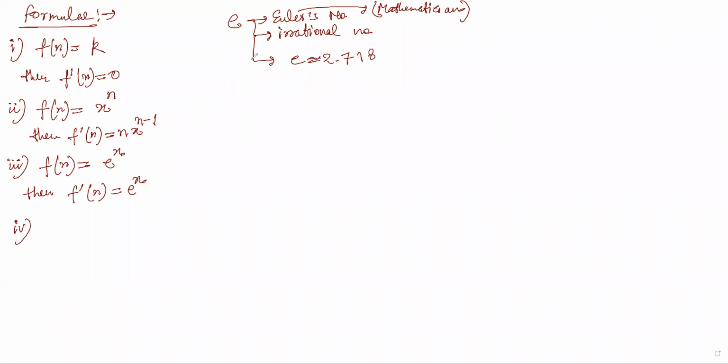Now where do we use e? The use is in log. When you write ln, this is the natural logarithm. The meaning of ln is log base e. So let's say I have written ln x. ln x means log x to the base e.